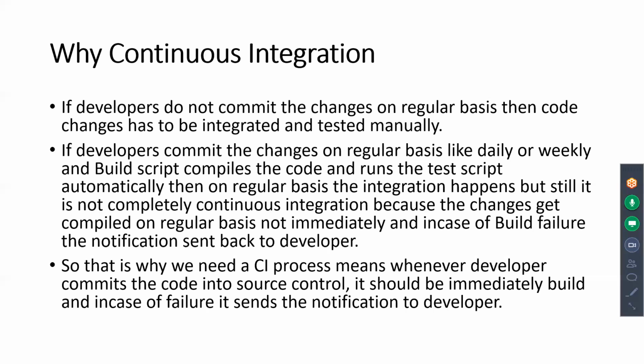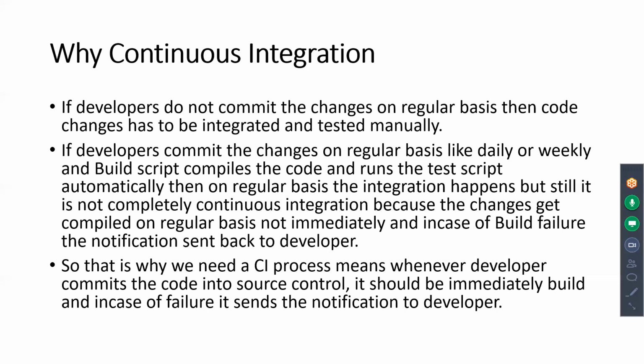Daily. If it is scheduled at 5 p.m., a job will run, and that job will build, test, and send the feedback to the developer. But it is not continuous integration, because it is not immediate. If something happens immediately, that is called continuous integration.